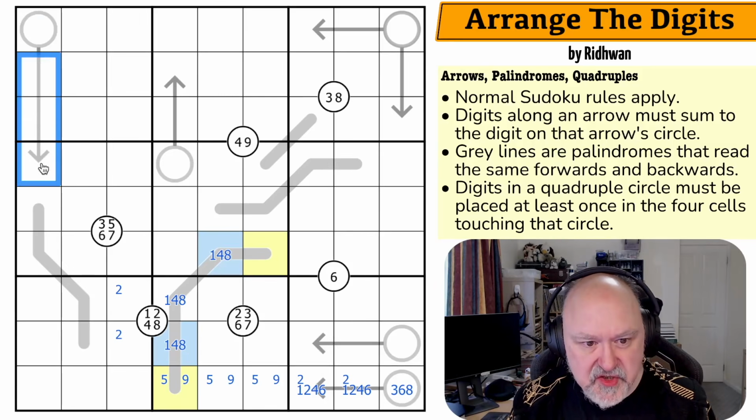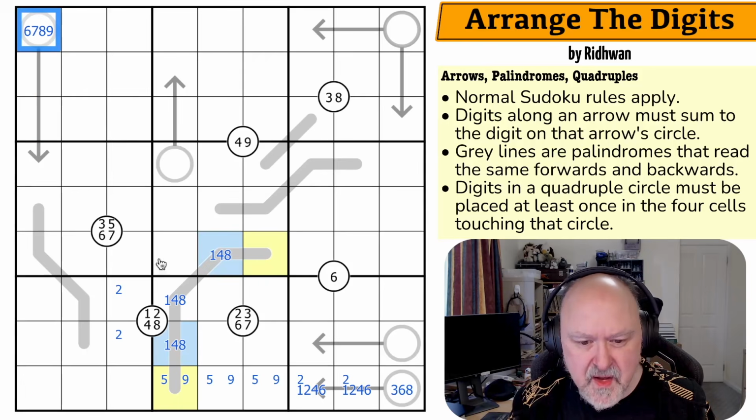This is probably where I should have started, because the minimum I can put on here is 1, 2, 3. So this is 6, 7, 8, or 9, although that's not really that restricted. I can see the blue digit has to be up here and the yellow digit has to be up here.